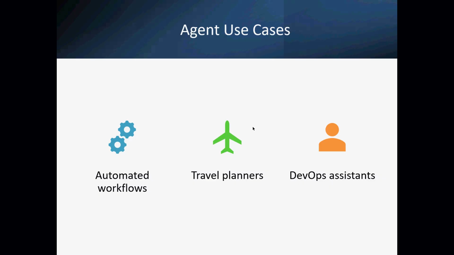Okay, so DevOps team wants to automate most of the workflows, right? So they might use LLM for automating their workflows. Travel planners, I already talked about travel planning, how you can do through agentic system. DevOps assistants, again, automated workflows you want to implement, or DevOps assistants you want to implement. It's up to you what you want to do. You can have DevOps assistants also, like Copilot agent. Copilot agent is already part of most of the IDEs. You can use that as well. So there are tons of use cases you can build using agents.